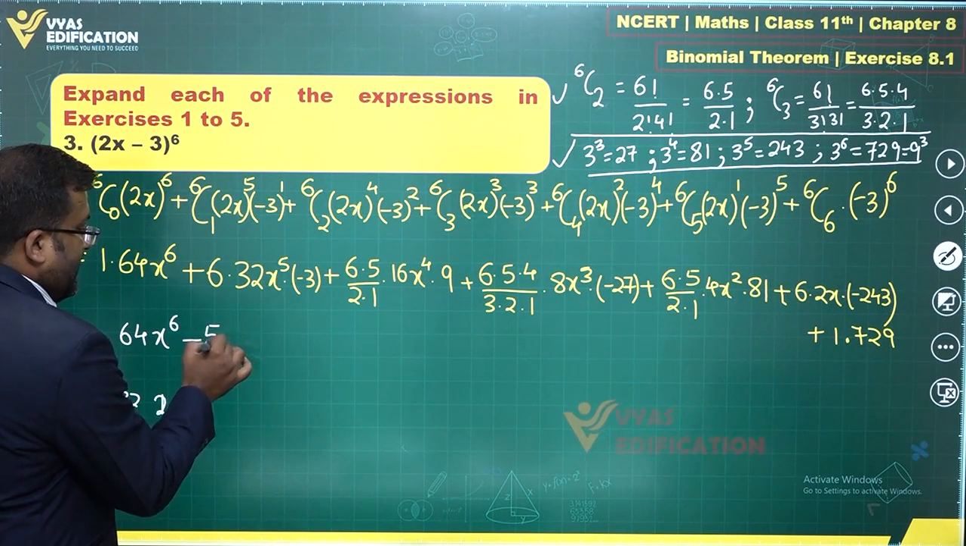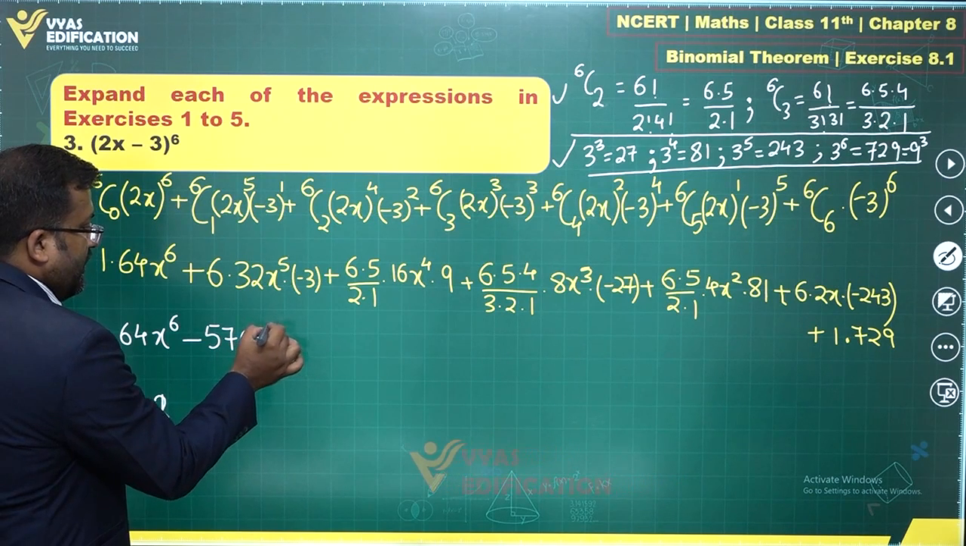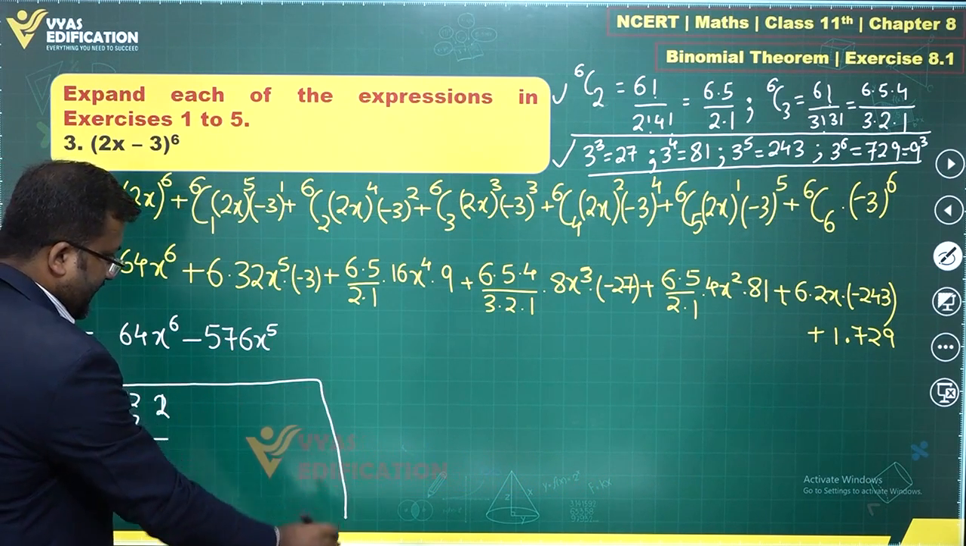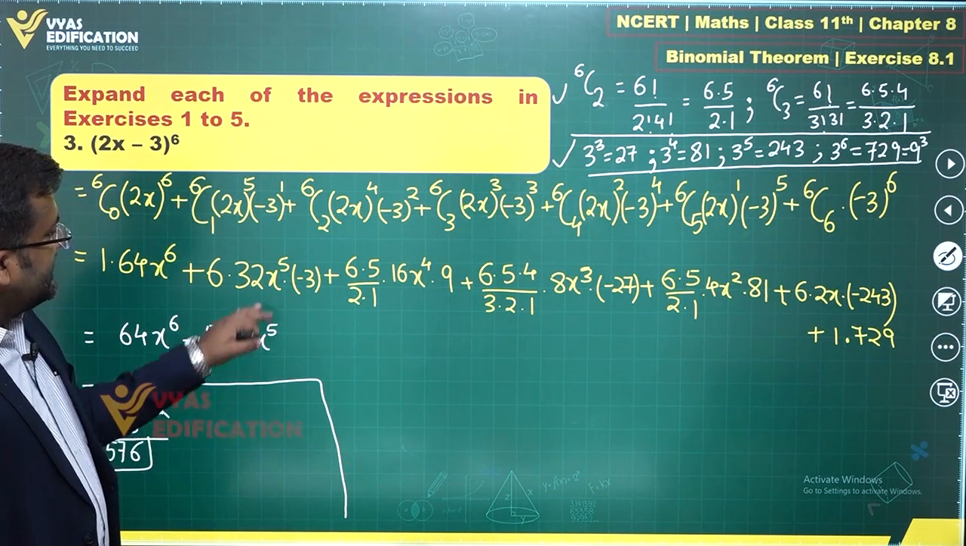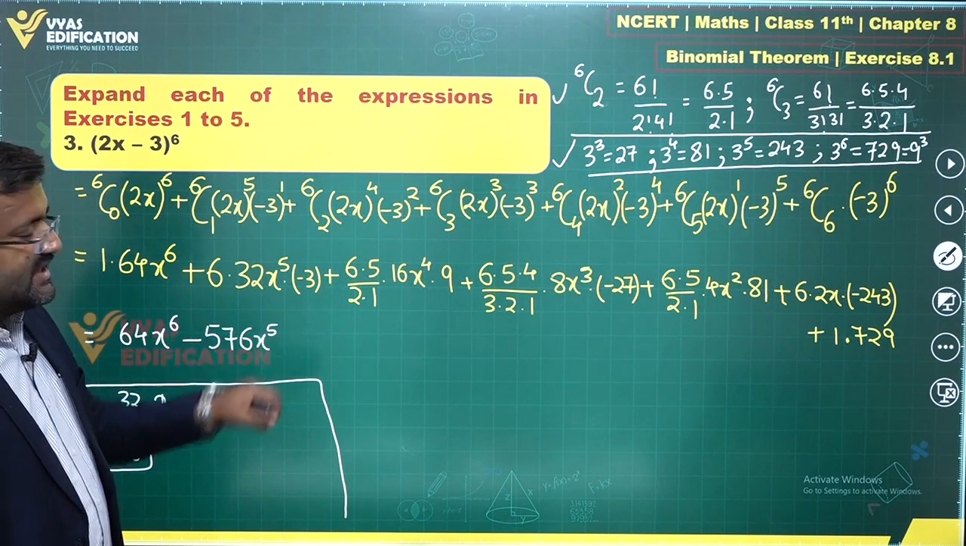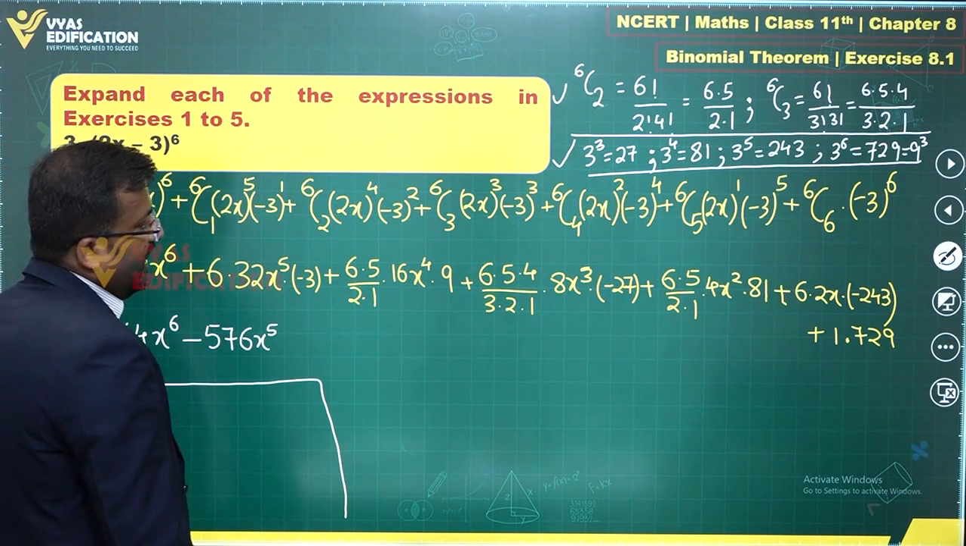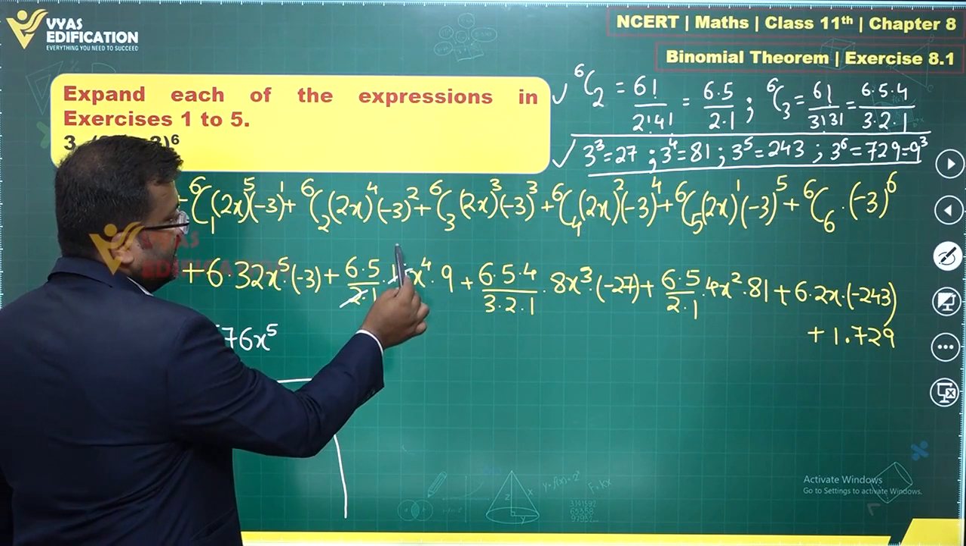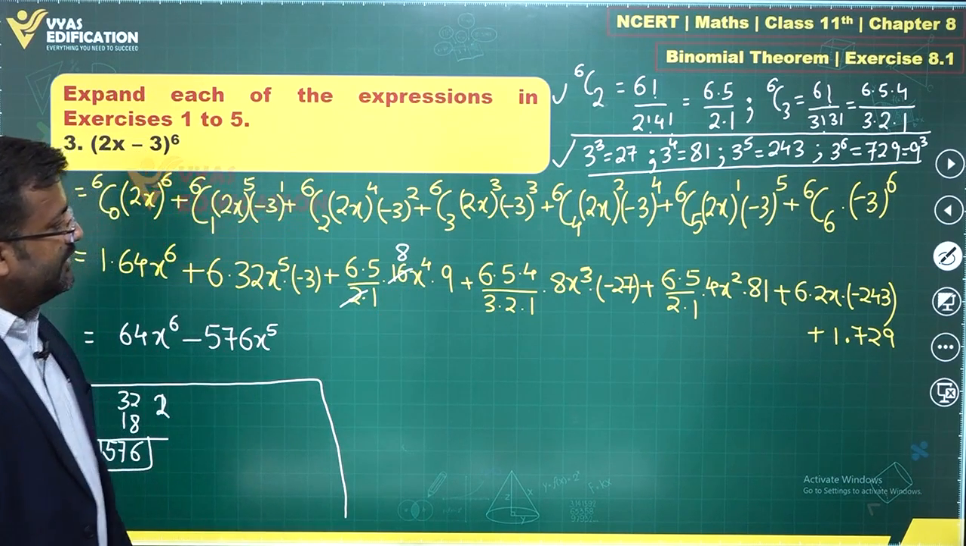So you get a minus 576 x power 5. This here is my rough work, right? Okay, 576 x power 5. What about this? Let's simplify this somehow. And I have a 2 over here. This gets cancelled with this. There will be 8 at the top.